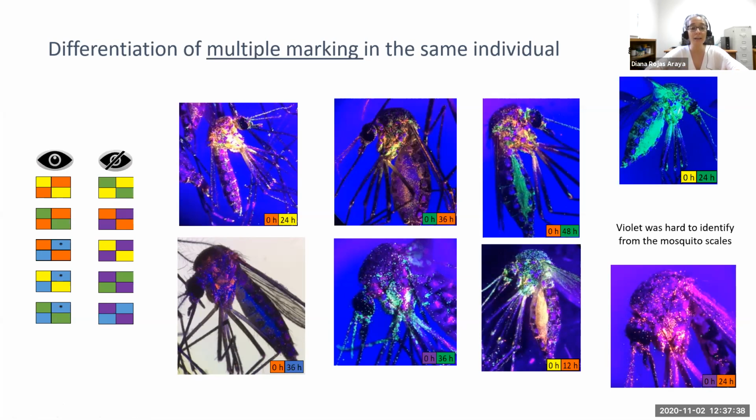Also when using violet we have a problem, because Aedes aegypti have scales that are white, and when you use UV light to check the powders, those white scales also look violet. So it was hard to tell the scales and the powder apart. Every combination that used violet was also not very good.